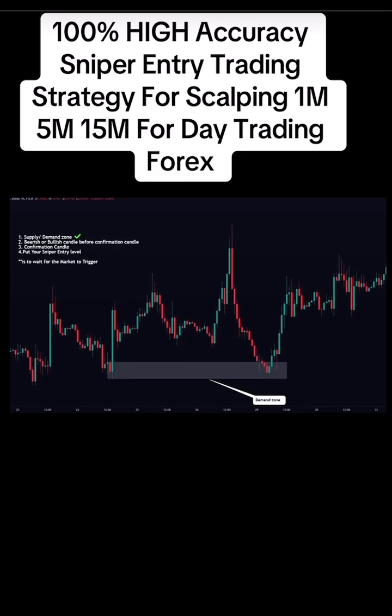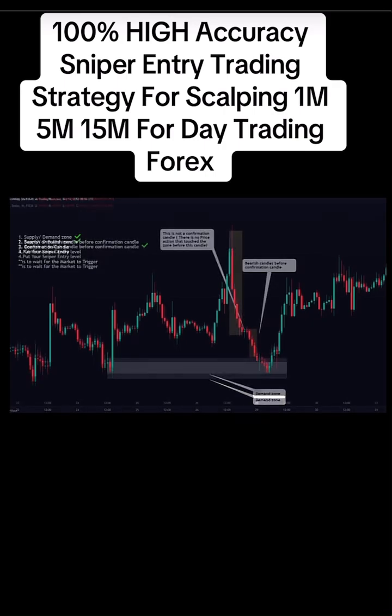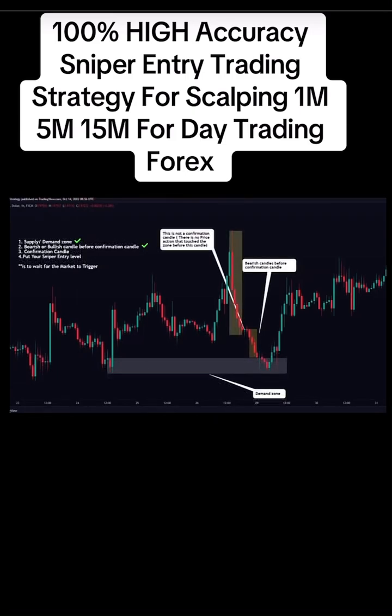So the first step of this sniper entry, guys, is to draw the demand zone, and also verify that the bullish candle of the zone you are drawing is the one with a lower low. The second step is to see that the market is retracing back to the demand zone. And remember, guys, if the market closes with a bullish candle without touching the zone, then that means the setup is not ready to be traded.